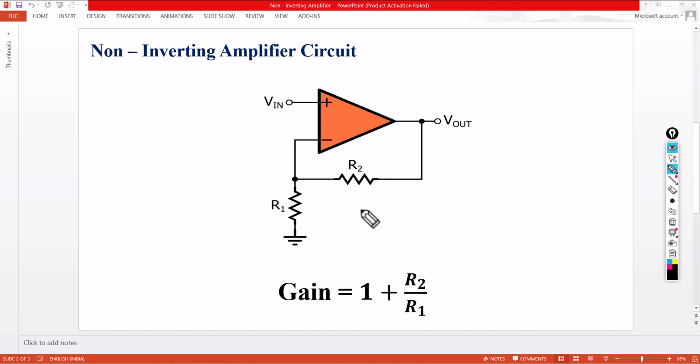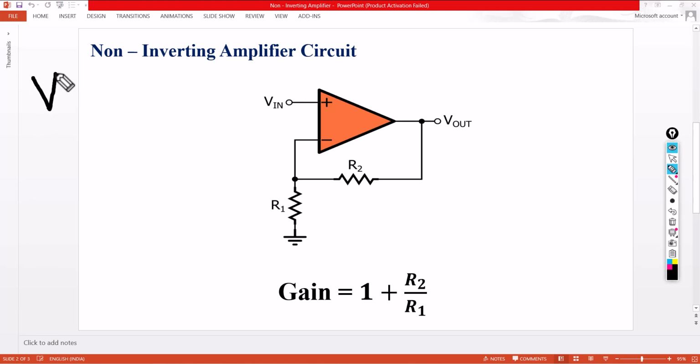In this case, it consists of two resistors R1 and R2. Here R2 is sometimes referred to as a feedback resistance RF. So how to design? This is the gain formula. The gain formula of non-inverting amplifier is given by 1 plus R2 divided by R1.